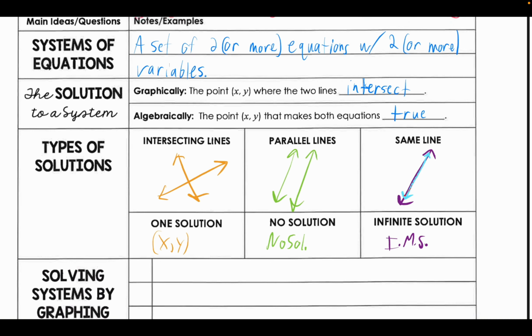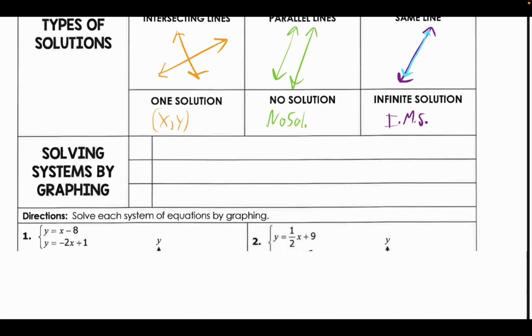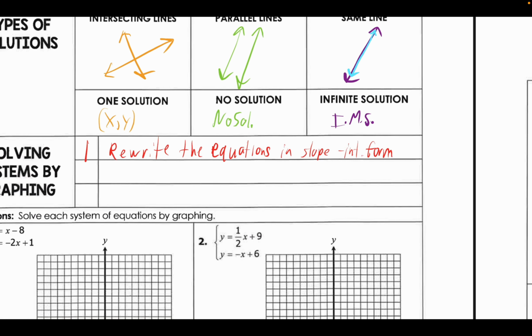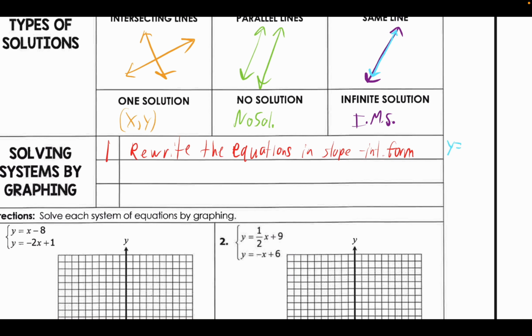And so in order to solve a system of equations by graphing, we have to follow a few steps, and it boils down essentially to graphing both lines. So step one is to rewrite the equations in slope-intercept form. Quick reminder for everybody, slope-intercept form is y equals mx plus b.